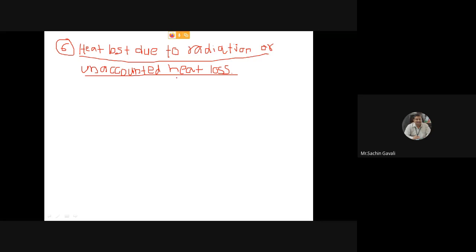Down, next line. It can be calculated as, next line, Q6 is equal to QS minus Q.